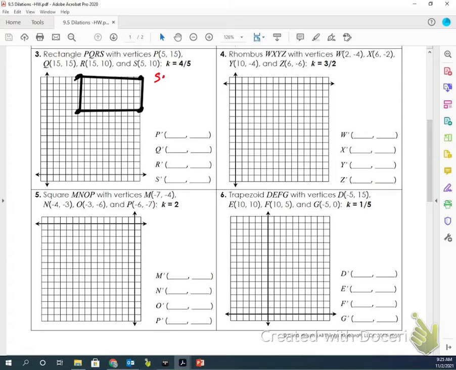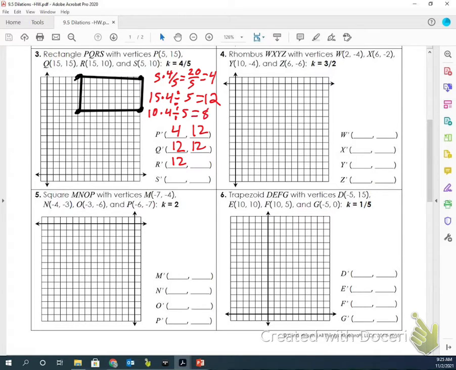And then you're multiplying by 4/5. So the first one we do is P. To get to P prime, we have to multiply both the x, 5, and the y, 15, by 4/5. The way we do that is multiplying by 4, dividing by 5. Do the same thing with 15. 15 times 4 divided by 5. Plug that into a calculator. 15 times 4 is 60. 60 divided by 5 is 12. So we know that 15 becomes 12, so Q is going to be 12, 12. R is 12, and then we have 10, so we're going to go 10 times 4 divided by 5. 10 times 4 is 40, divided by 5 is 8. And then we have 5, 10 on the back. So, again, plot our points. And there we go.